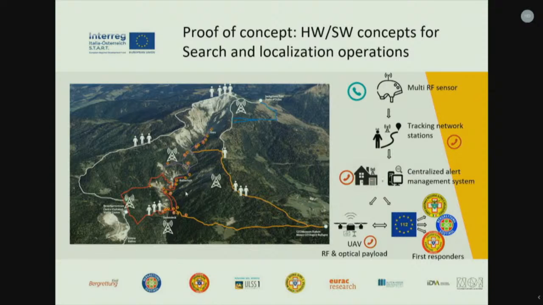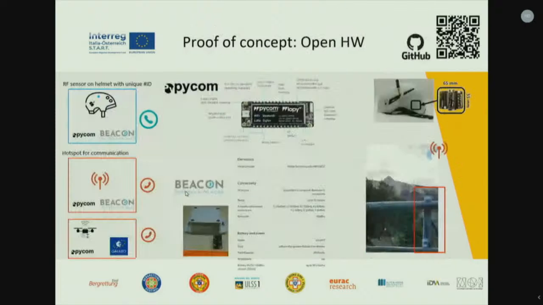Everything is managed internally in one database, one data platform. And in case of emergency, it's possible to send an automatic flight with a drone that is also equipped with a radio transmitter to localize the victim easily, and to provide an immediate location to the rescue teams. So it's more or less a collaborative system that accelerates the rescue process.